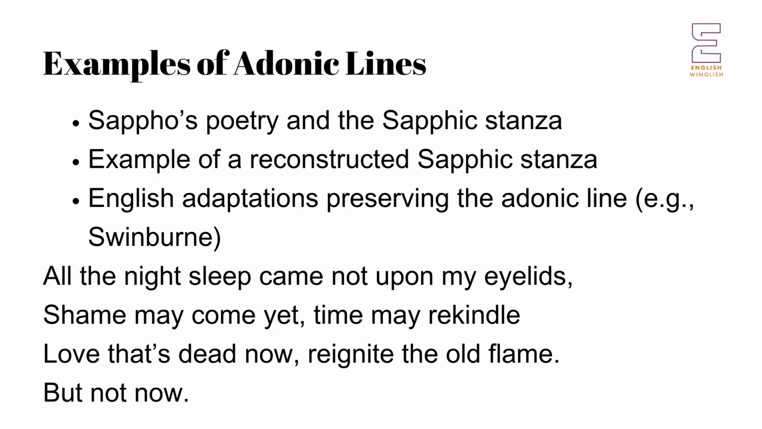For instance, in Algernon Charles Swinburne's adaptations of Sapphic meter, the Adonic line is preserved to retain the rhythmic quality of the original. All the night sleep came not upon my eyelids. Shame may come yet, time may rekindle. Love that's dead now, reignite the old flame, but not now. Here, "but not now" serves as an Adonic line following the dactyl-spondee pattern.